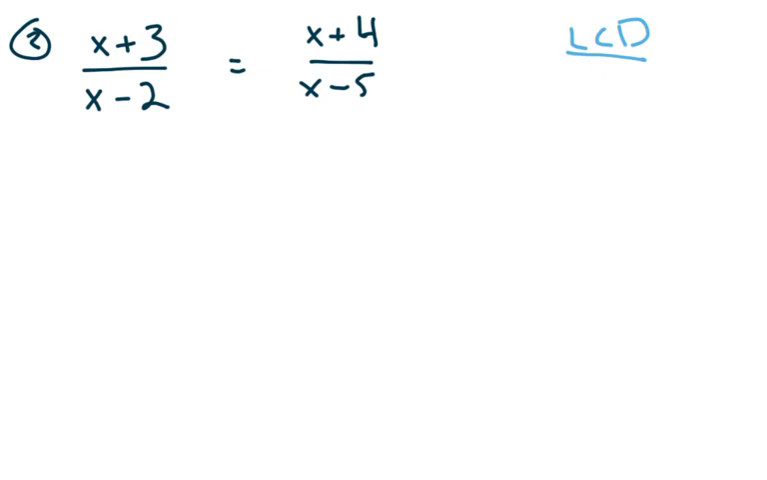The x minus 2 and the x minus 5 are whole terms. We can't just take the pieces. This left side has an x minus 2, which means I need an x minus 2 in my LCD. This right side has an x minus 5, so I need an x minus 5 in my LCD. So my LCD is both terms that appear. I'm going to take my LCD and write it next to each of my fractions: x minus 2, x minus 5, x minus 2, x minus 5.